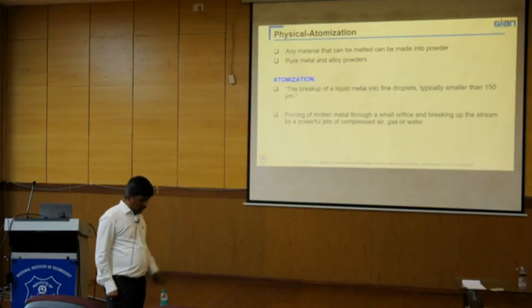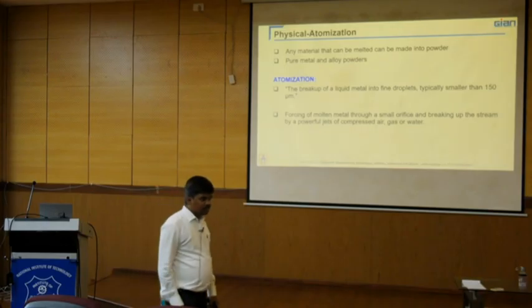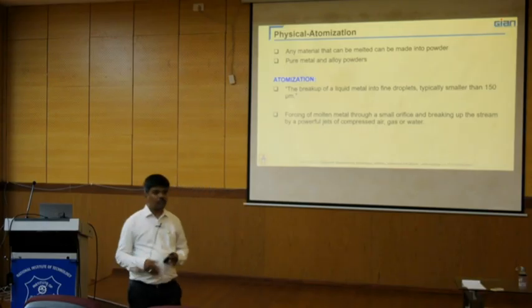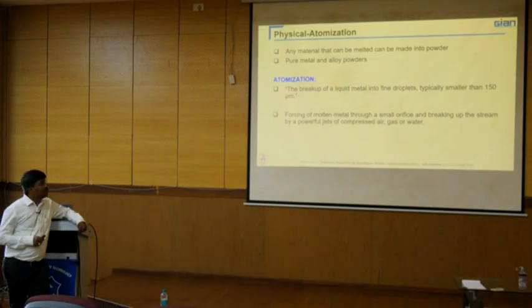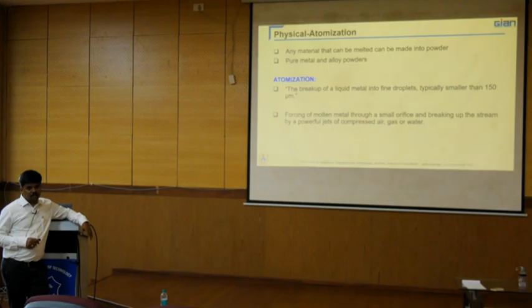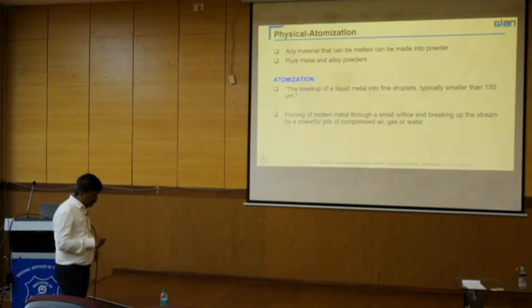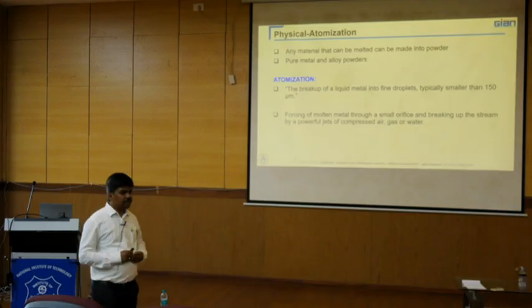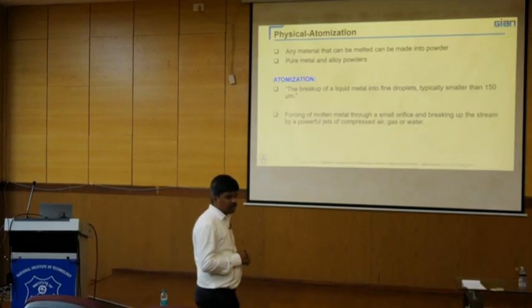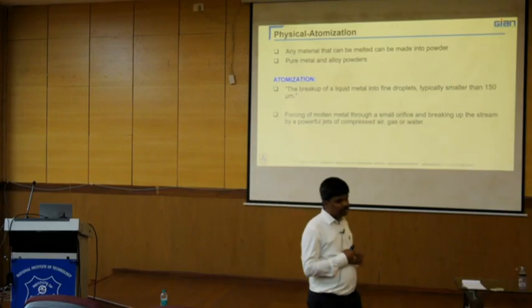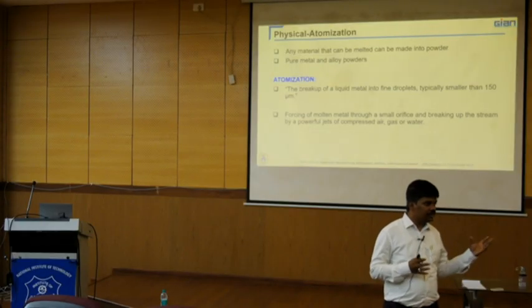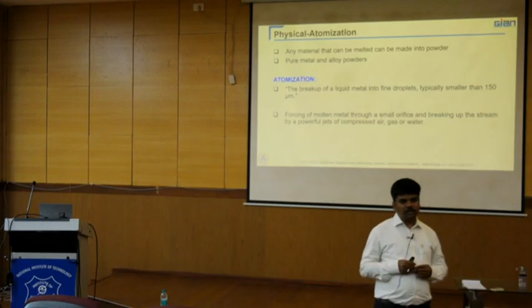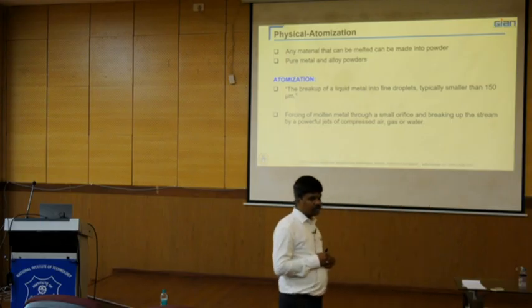And if you see this, as I told, atomization, then how does this atomization process work for powder production? In atomization, any material which is weldable, which can be melted, can be made into powders. That is the breakup of liquid into smaller droplets, called atomization, typically into a range of less than 150 microns, whatever particles you produce from the billets or ingots. That is called the powder particles by the atomization process, right.